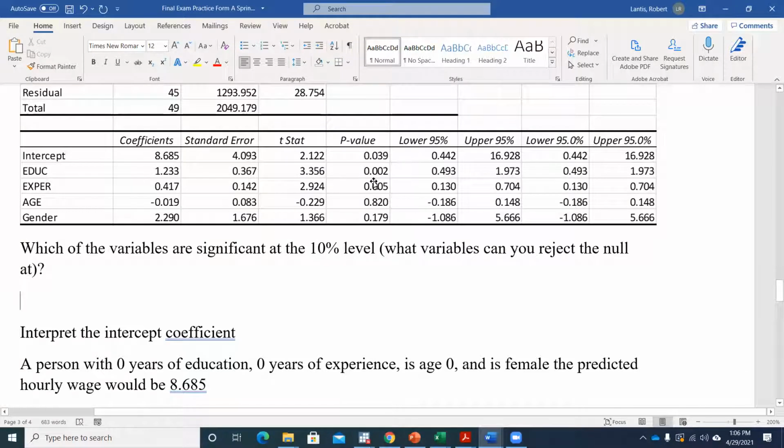So I go down here and we could say the intercept is significant. Education is significant. Experience is. But age and gender have a p-value that's above 0.1. So we would fail to reject the null, or say that they don't have a significant relationship with our y variable. So the intercept, education, and experience do, but the other two don't.